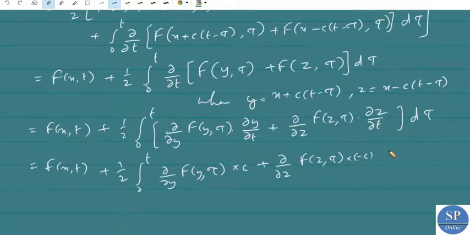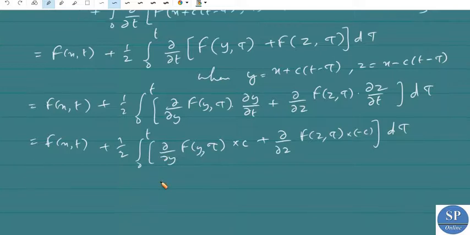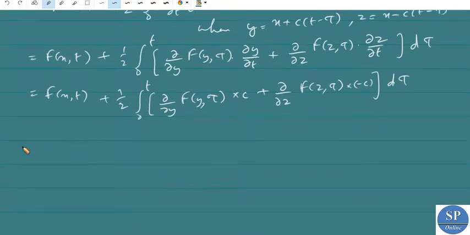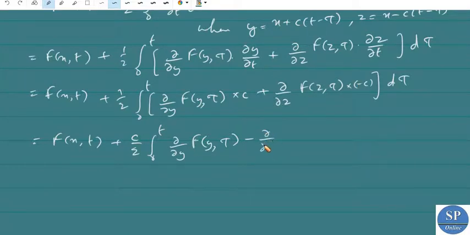Okay, into d tau. Now this is equal to, so we can take this c outside, so we'll have this f of x comma t plus c by 2 into integral 0 to t dou by dou y of f of y comma tau minus, here is minus c, so minus dou by dou z of f of z comma tau into d tau.